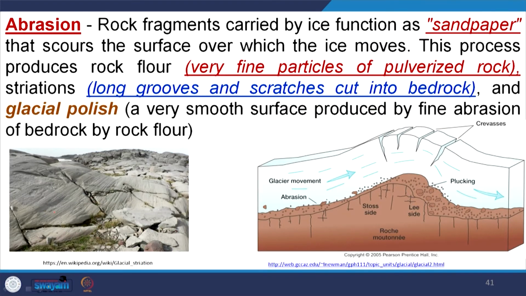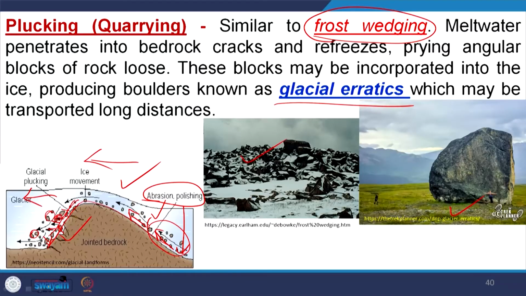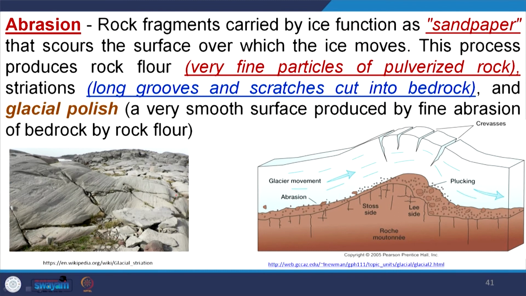Then another type of erosion is called abrasion, which we have discussed here. This side is the abrasion or polishing of these rocks. So, abrasion is when rock fragments carried by ice function as sand, that means behave like sandpaper that coats the surface over which the ice moves. The process produces rock flour, very fine particles of pulverized rock, and striations, which are long grooves and scratches in the bedrock, and glacial polish, a very smooth surface produced by fine abrasion of bedrock by rock flour.